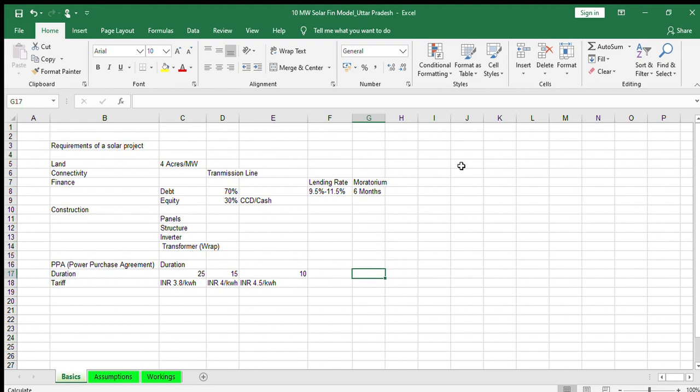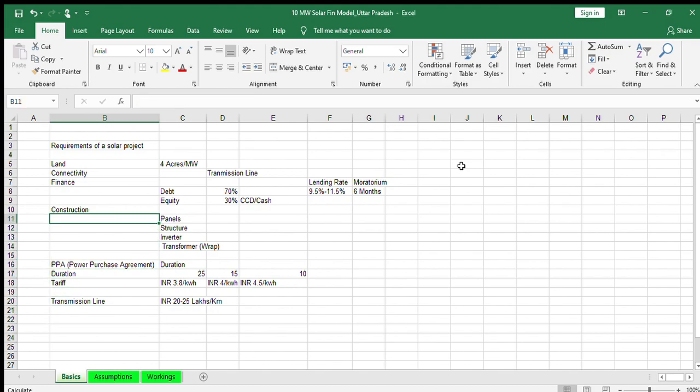Once these things are okay, this covers the basics. Once your project is ready, you also have to put up a transmission line, which we missed. The typical cost of a transmission line is around INR 20 to 25 lakhs per kilometer. The final thing in the costing is your panels.